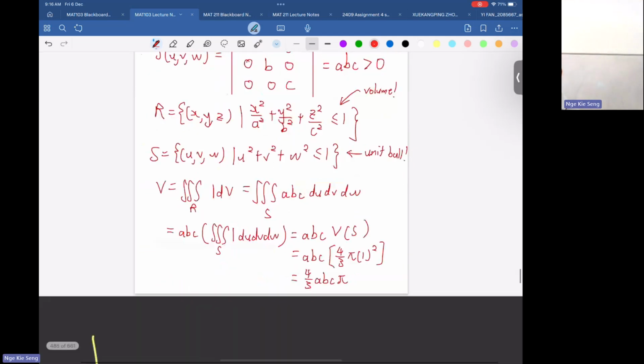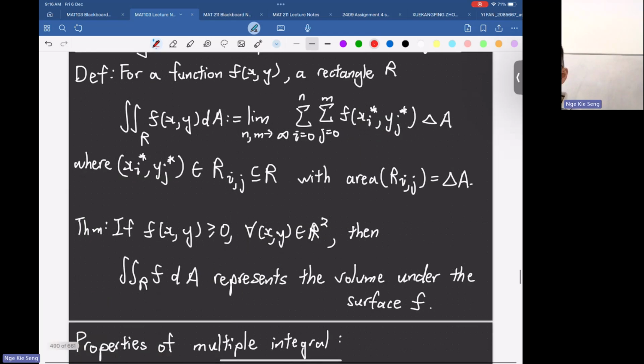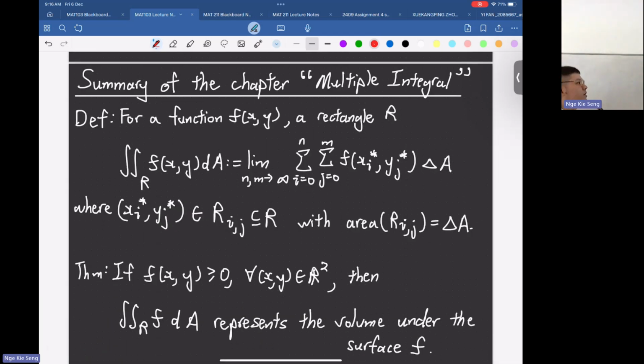Okay, so this is it. Let me quickly summarize what we did for the multiple integral. First, we defined the double integral as the double limit of a double sum. The double sum here is the volume. Why do we take the limit? Because we try to make the volume of the cuboid smaller and smaller, such that you can approximate the volume under the surface better, until it reaches a single line.